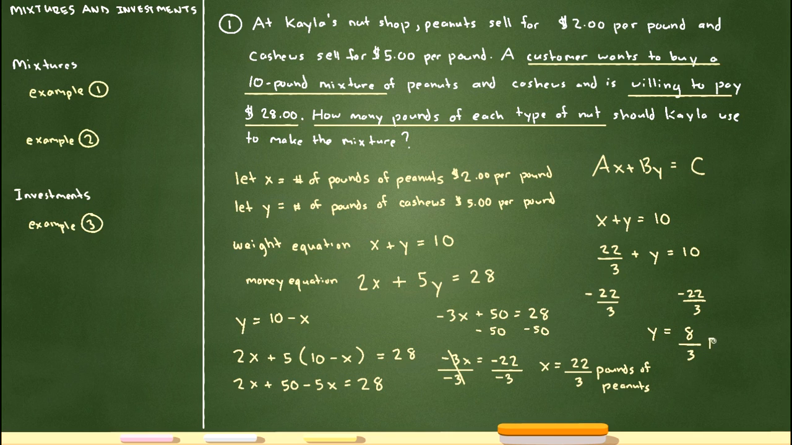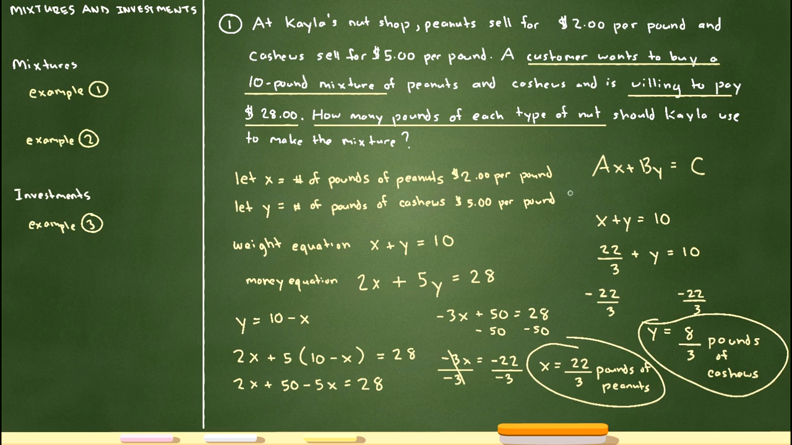And what does y represent? Y represents the number of pounds of cashews. So 8/3 pounds of cashews. And so we have x. Let me go ahead and circle x, and let me go ahead and circle y. So that's what we're trying to do, right? Trying to find how many pounds of each type of nut Kayla should use to make the mixture. That's going to satisfy the $28, and that's going to satisfy the 10 pounds.